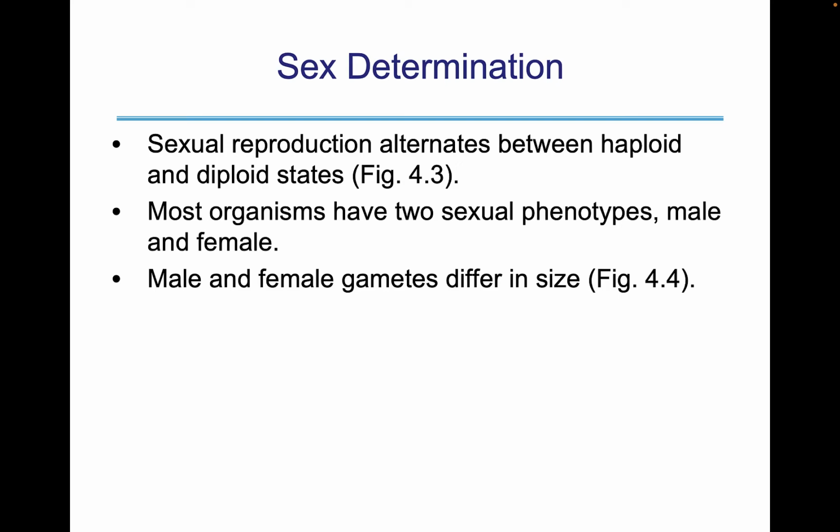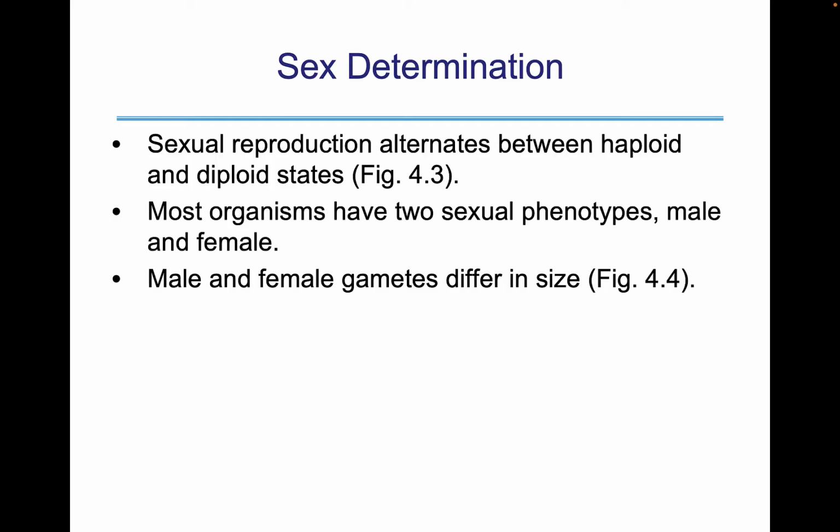So sexual reproduction, I should say, alternates between what we call a haploid and diploid state, as I'll show you in the upcoming figure. And so ultimately what happens is you'll have a species going from haploid to diploid.